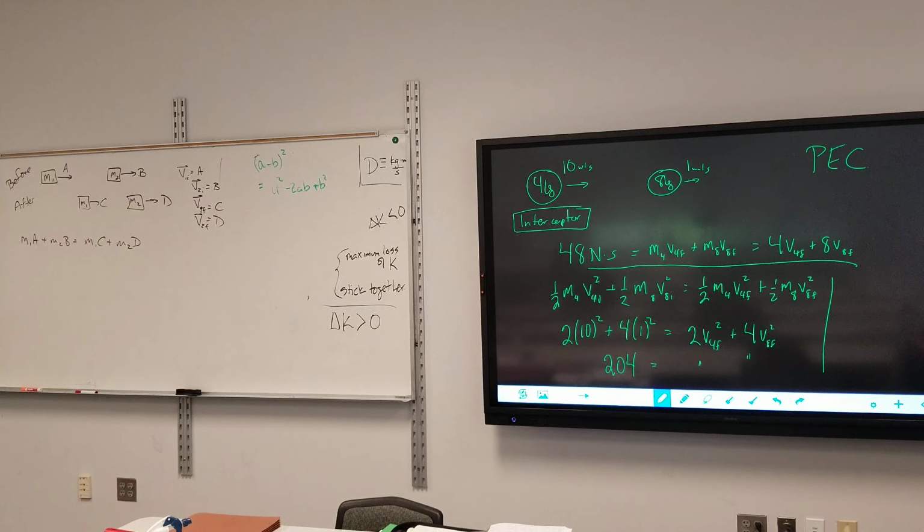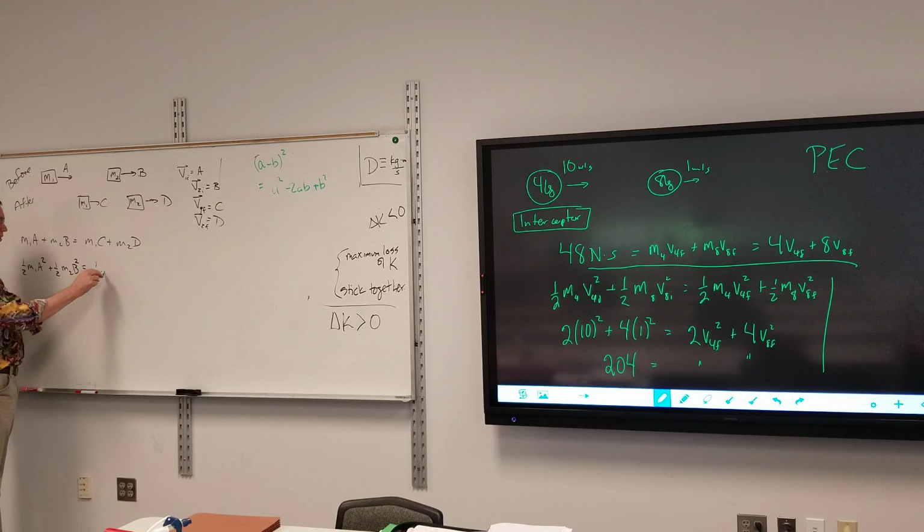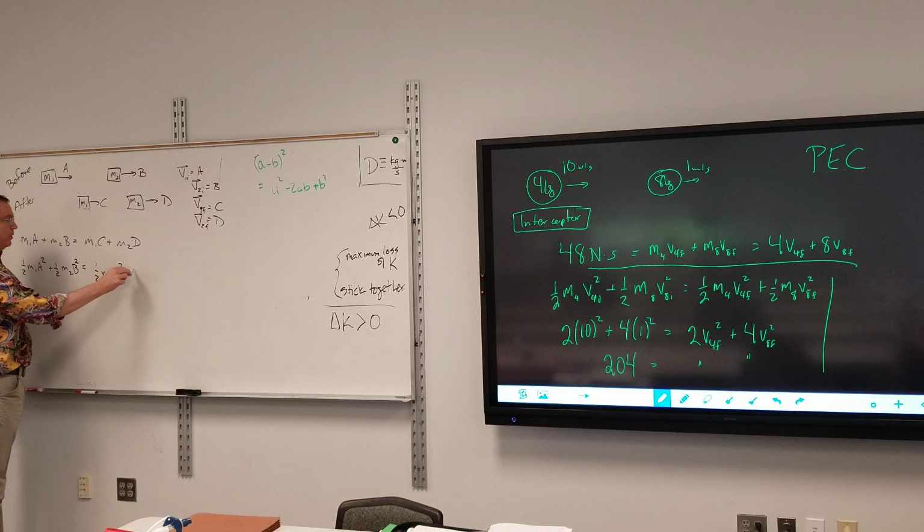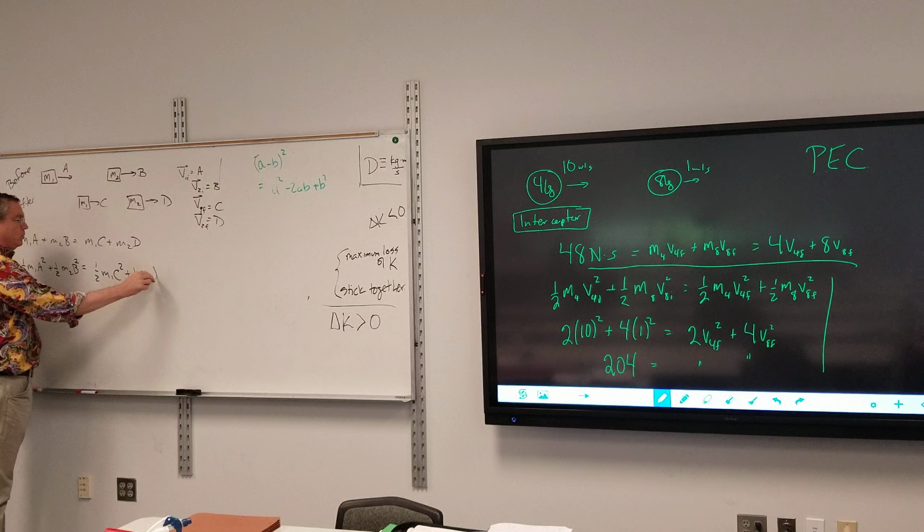The other equation is, since it's perfectly elastic, I know kinetic energy is conserved. So my total kinetic energy beforehand, 1/2 m1 a squared plus 1/2 m2 b squared, is equal to 1/2 m1 c squared plus 1/2 m2 d squared.